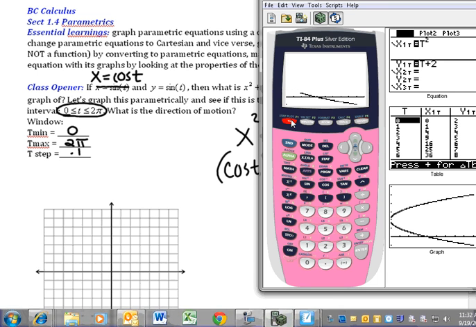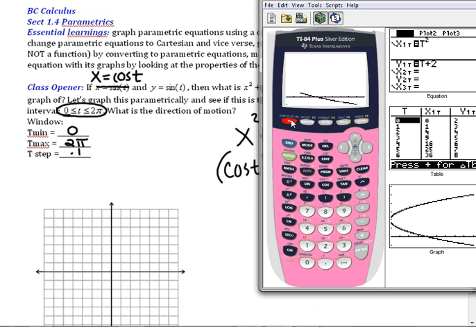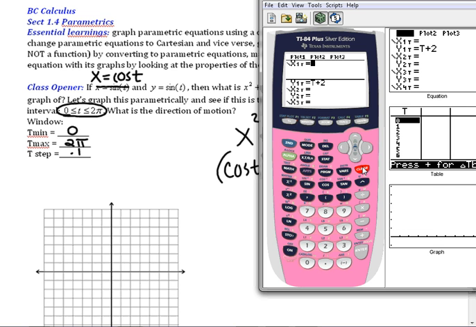Okay, so I want to make x cosine of t. So I'm going to clear this out. So x is cosine of t. Y is sine of t. And the only way you are going to feel comfortable with this material on the quizzes and tests is to do the sine. Because this is brand new to you, for most of you. Okay, I'm going to graph that.